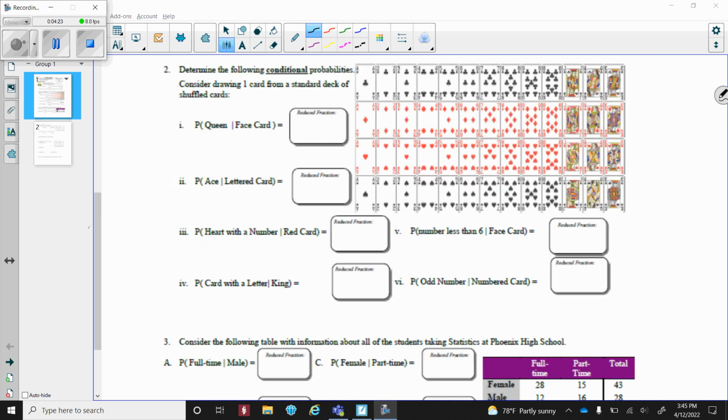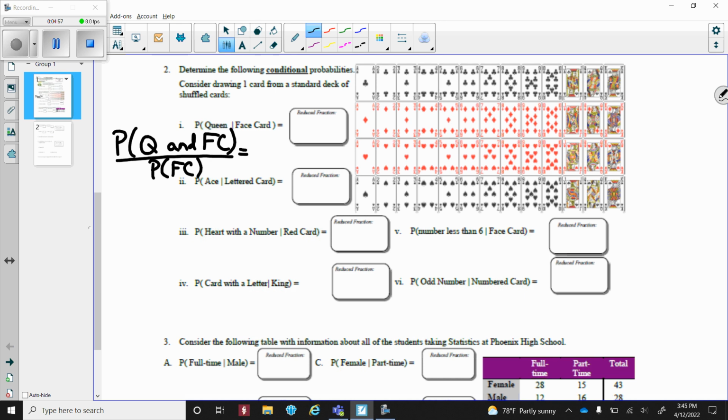For question number 2, instead of looking at marbles in a bag, now we're looking at cards. So we're drawing 1 card from a standard deck. When we're given this probability of a queen given a face card, I'm going to rewrite this with our equation from the top of the paper. We have our probability of a queen and face card divided by the probability of a face card.